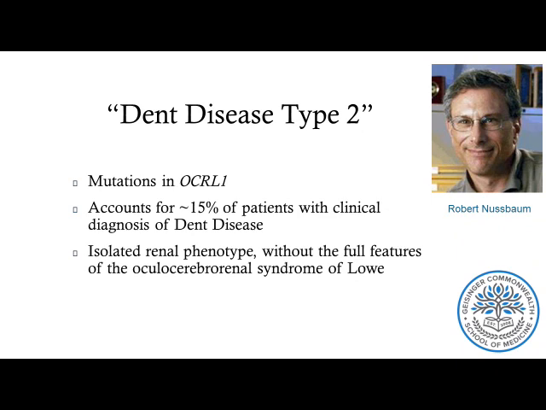Patients whose phenotype of Dent disease, renal phenotype, was explained by mutations in OCRL1. It's the same renal phenotype as patients with the oculocerebrorenal syndrome of Lowe, the syndrome that gave the OCRL gene its name, but these patients lack the eye and brain abnormalities. And Robert Nussbaum is the man who cloned the OCRL gene, and to whom we all owe much of our knowledge of OCRL, and he collaborated with us in this study.